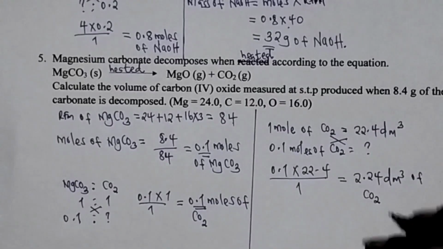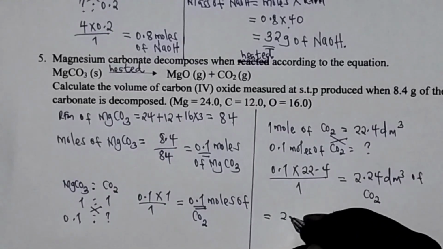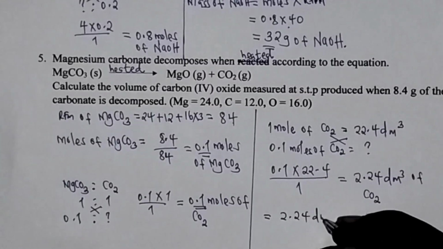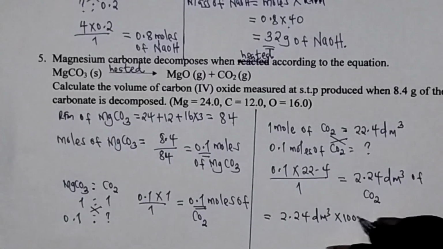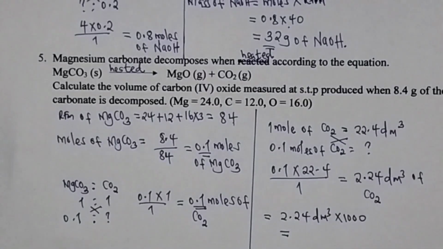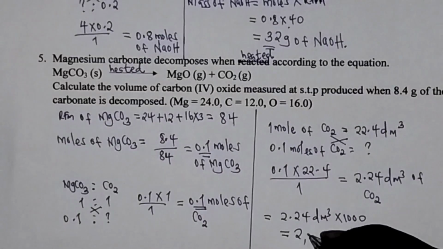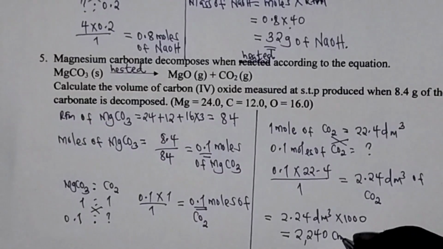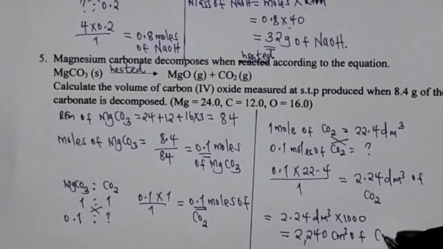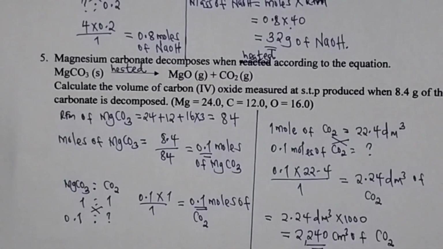So we can have this 2.24 decimeter cube multiplied by 1000 to convert the volume of carbon dioxide into centimeter cube. We are going to get 2240 centimeter cube of carbon dioxide gas. That will be how we are going to do question number 5.